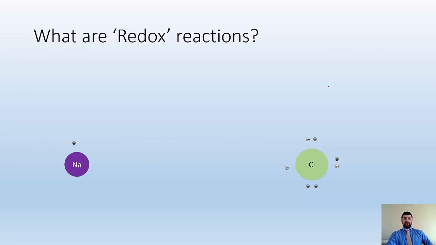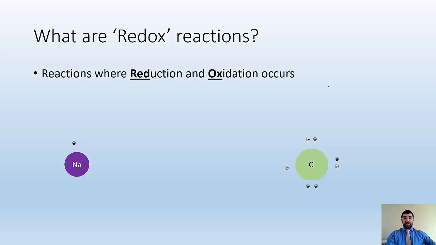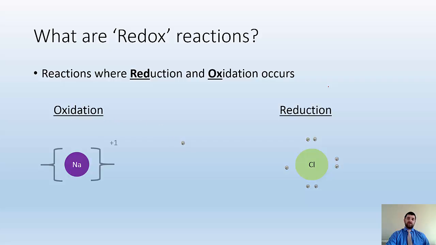All right. What are redox reactions? Let's start there. Well, they're reactions where reduction and oxidation occur. So redox. Cool. So oxidation and reduction. Remember that oxidation is going to be losing electrons and becomes more positive, and reduction is gaining electrons, becomes more negative. You're going to hear that like 3 more times.